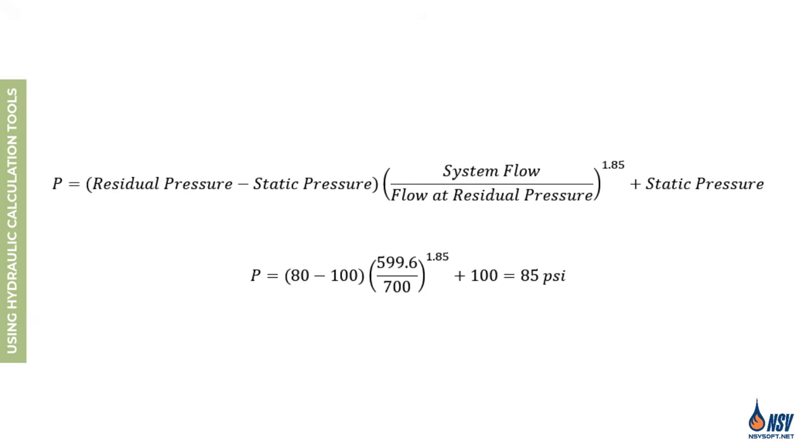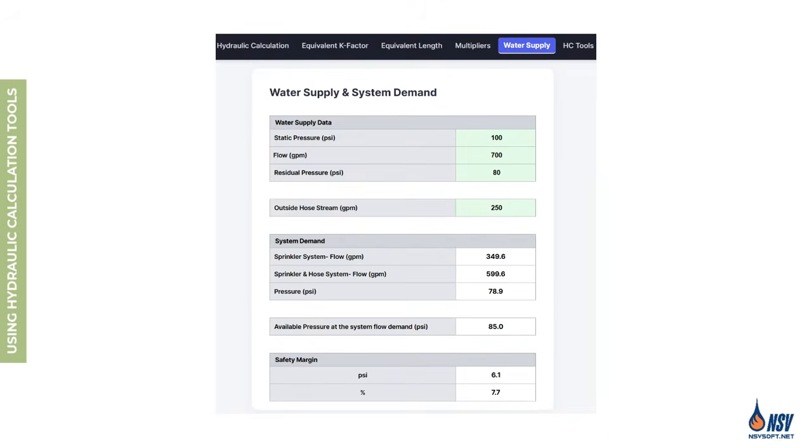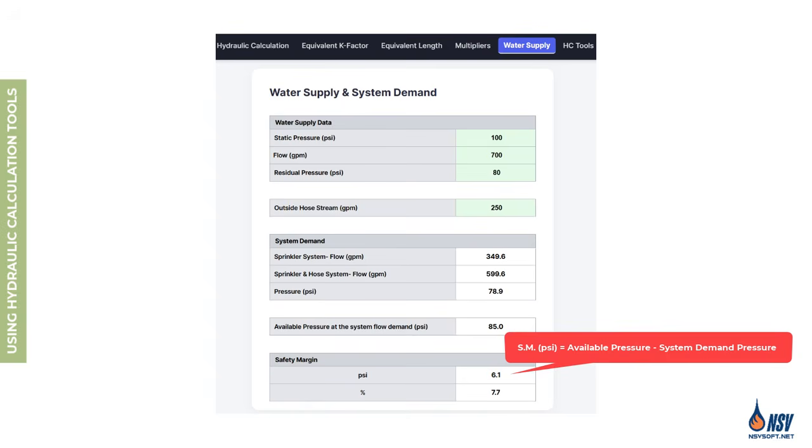We calculated the total system flow demand to be 599.6 gallons per minute, while the flow at the residual pressure is 700 gallons per minute. By substituting these values into the formula, we find that the available pressure is 85 pounds per square inch. The software calculates the available pressure using the mathematical method, and it also determines the safety margin in both psi and percentage. To calculate the safety margin in psi, we subtract the system demand pressure from the available pressure.